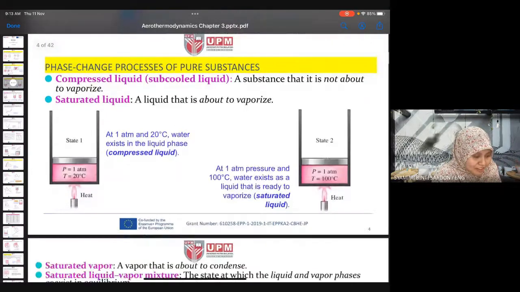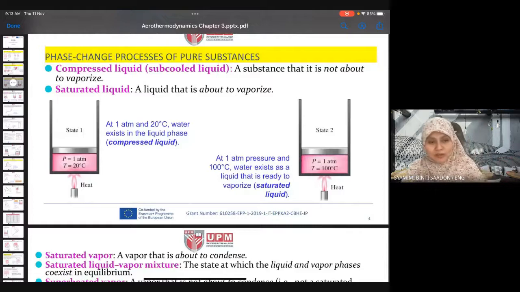Okay, next, other definitions. Once we know what is pure substance, then we have to understand the different processes that can occur inside the pure substance. The easiest example is always water or air. Okay, we take water. So the first one, compressed liquid, or subcooled liquid. So what is compressed liquid? A substance that is not about to vaporize.